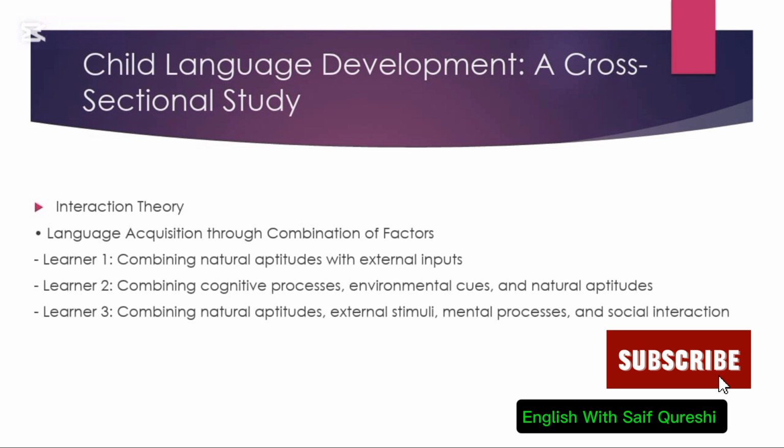The next is learner 3, combining natural aptitudes, external stimuli, mental processes, and social interaction. Learner 3, whose age is 8 to 10 years old, combines natural ability, environment, cognitive processes, and social interaction. At this stage, a learner fully develops, and he combines all the factors: natural ability, environment, cognitive processes, and social interaction. He combines them and learns language. So this is the interactionist theory.